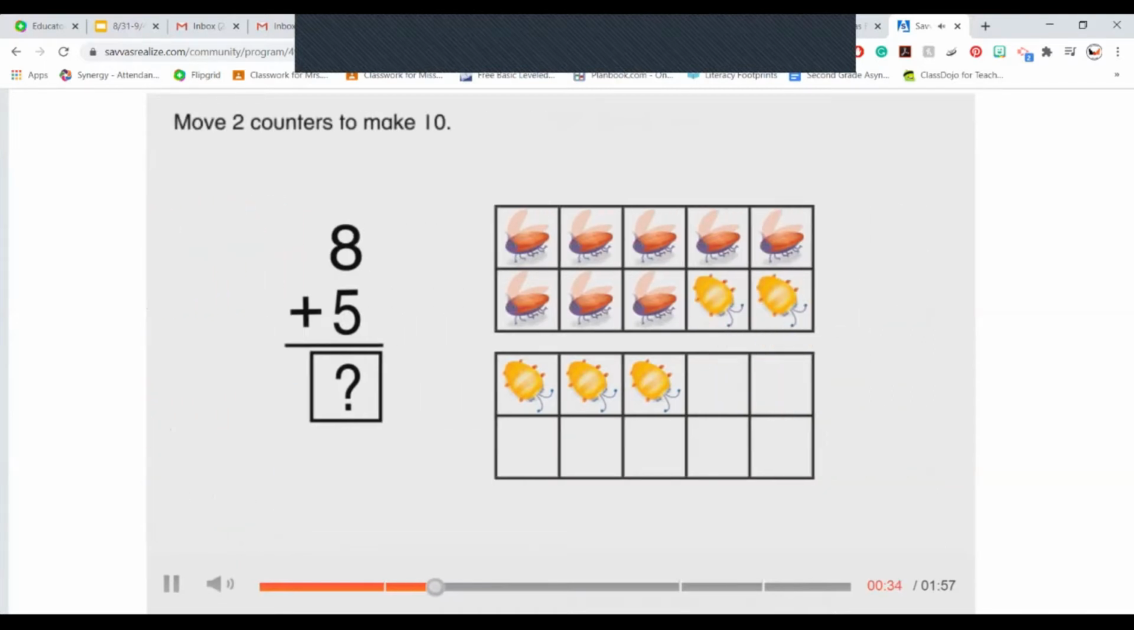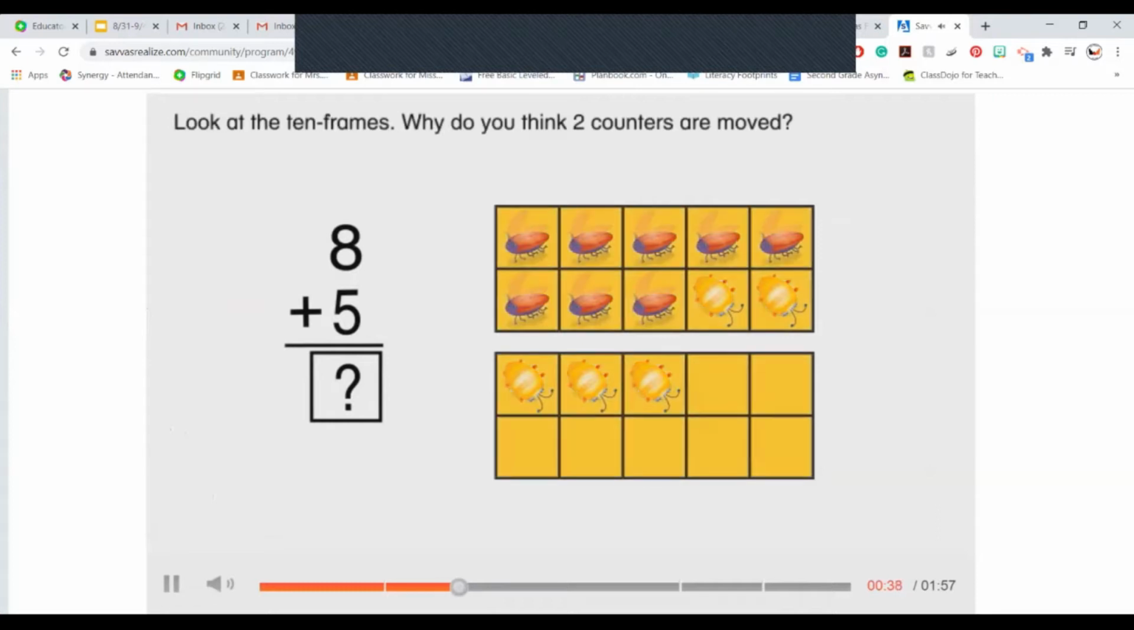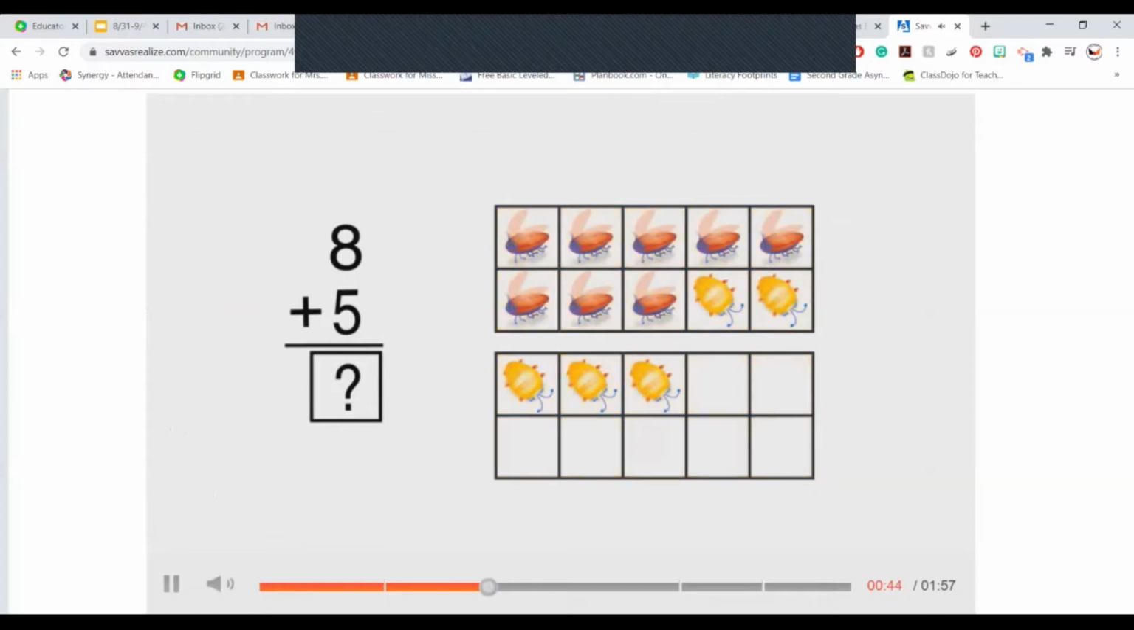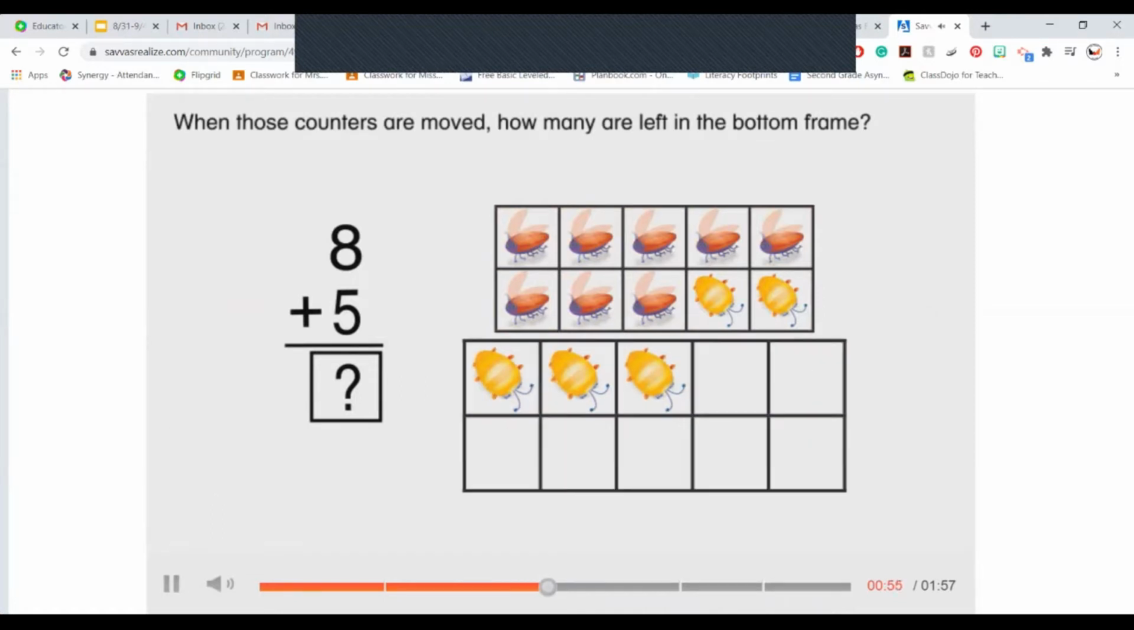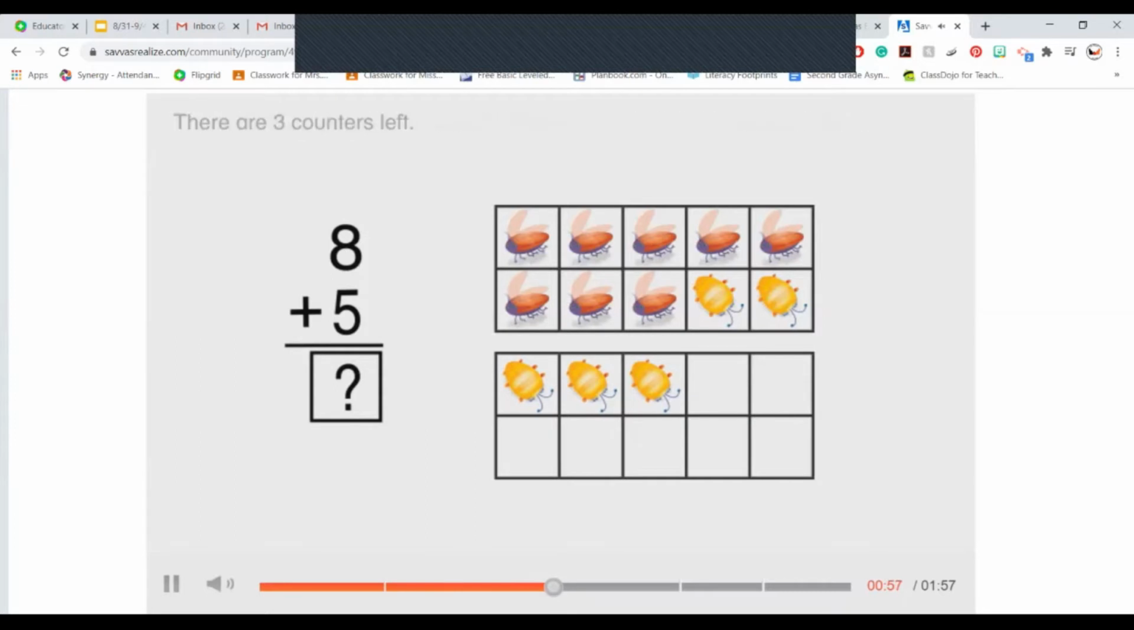Move 2 counters to make 10. Look at the 10 frames. Why do you think 2 counters are moved? 2 counters are needed to fill the top frame to make 10. When those counters are moved, how many are left in the bottom frame? There are 3 counters left.